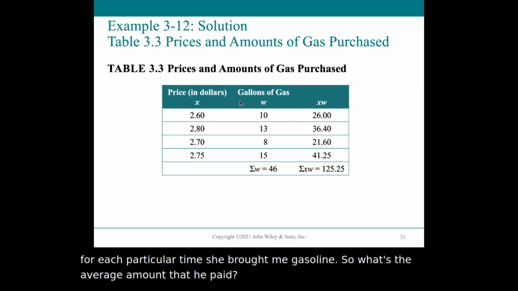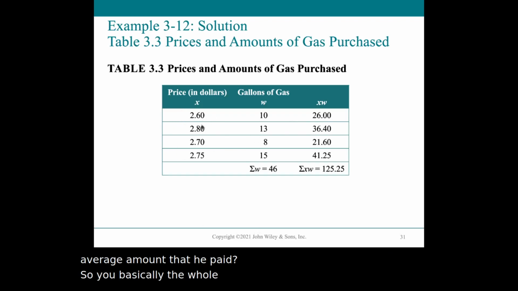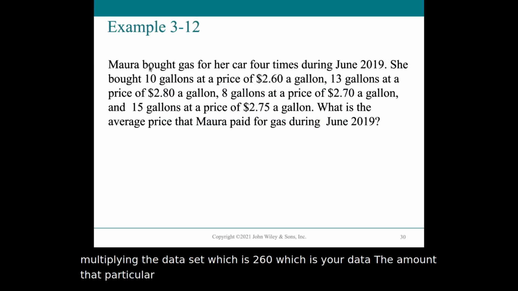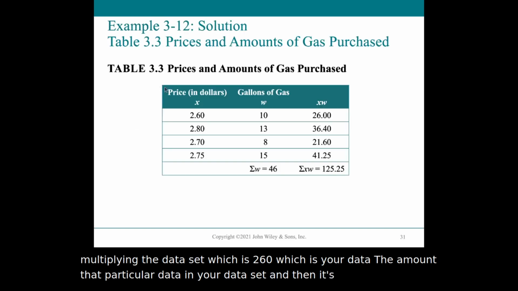So basically, calculating the weighted mean is just multiplying the data, which is 260, the particular data in your data set, and then its weight, which here is 10 gallons.